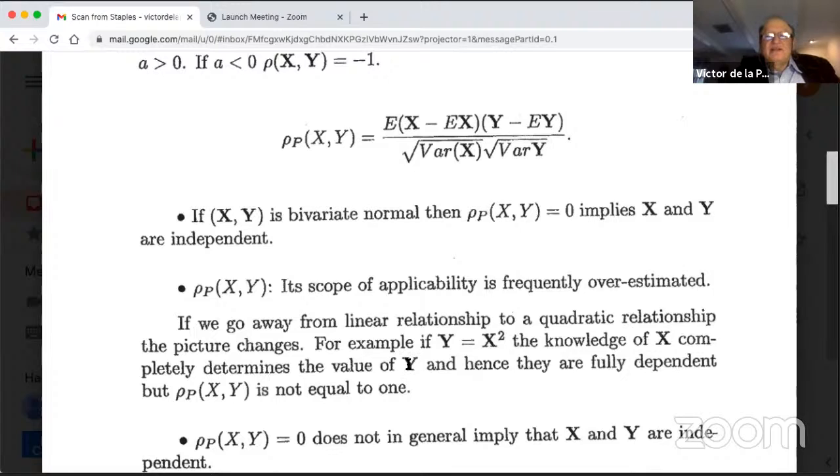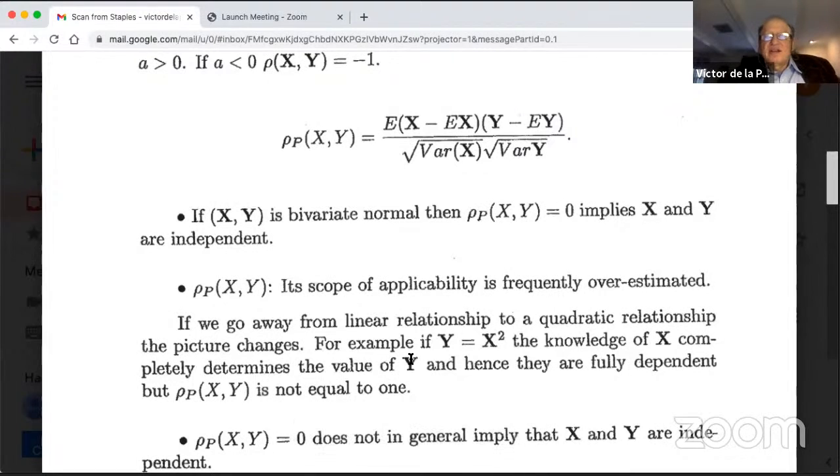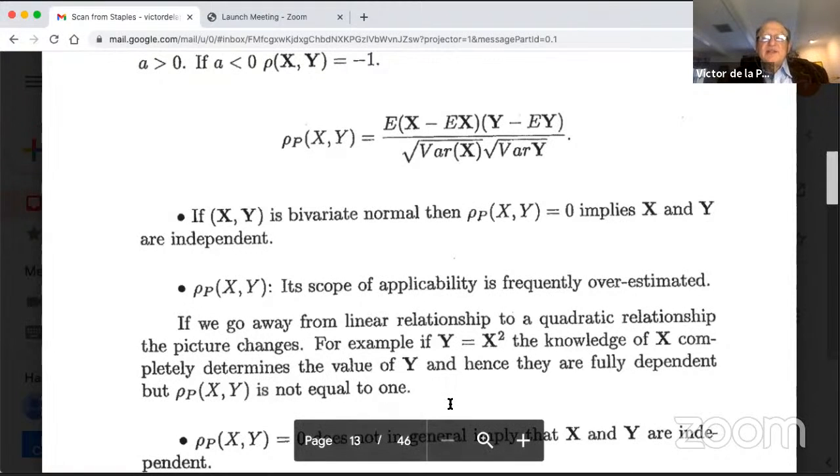They are dependent. But if you look at the correlation, you can calculate it, and the correlation is actually 0. They are completely dependent, but the correlation is 0. So this is an example that shows that unless you have bivariate normal or in general elliptical distributions, you will not have this property. Correlation equal to 0 doesn't mean that the variables are independent. As a matter of fact, they could be deterministically dependent. So that's a very big problem.